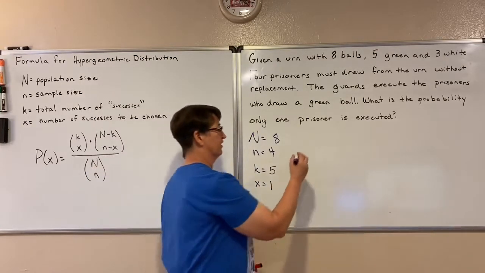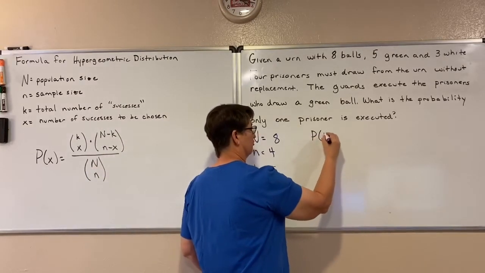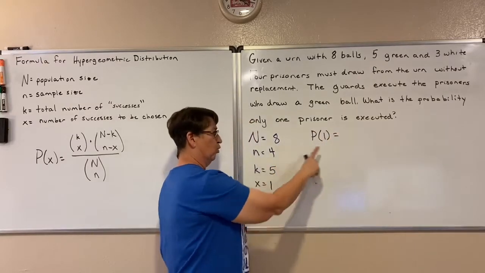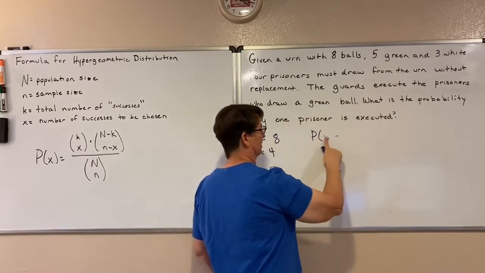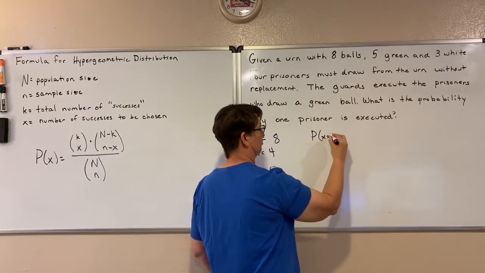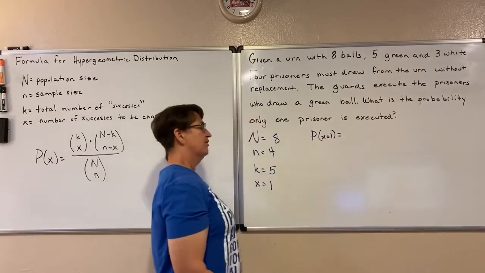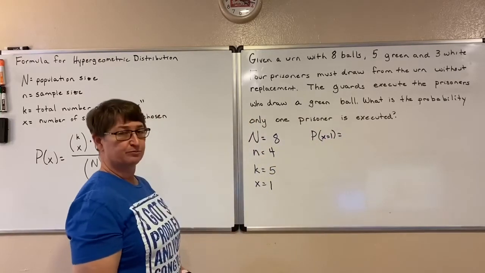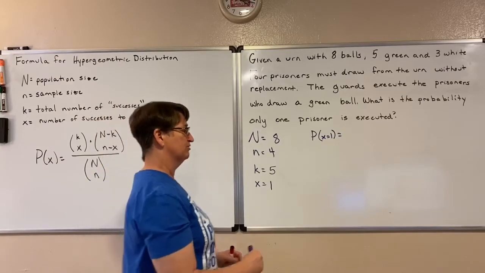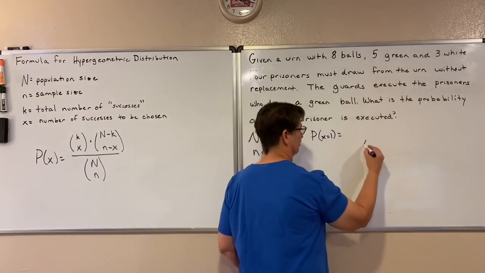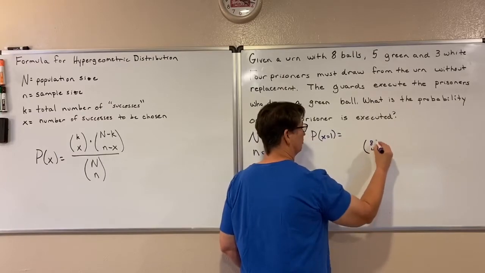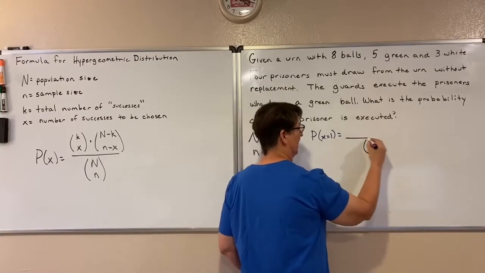Now I'm just going to fill into my formula so that I'm looking for the probability that 1 prisoner is executed. Maybe you've seen it like this before, where your X equals 1. Then on the bottom of my probability is always the total number of ways. So we're going to look for how many ways can I pull 4 balls from the 8.